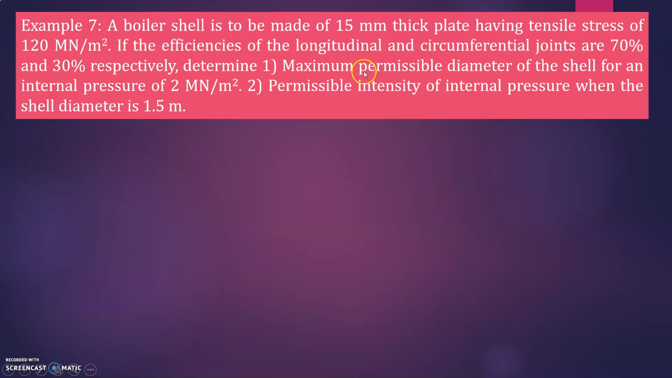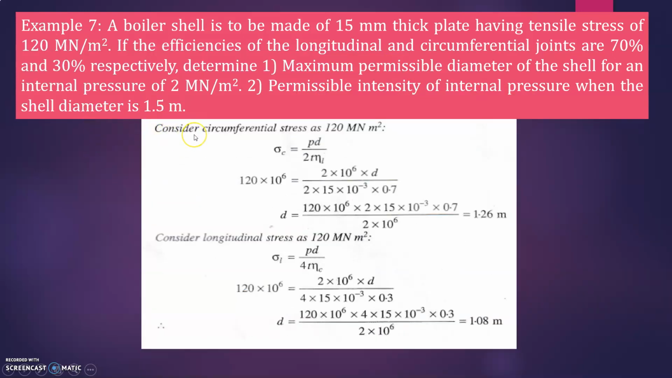Here, what do you have to calculate? In the first case, you have to calculate the maximum permissible diameter, where the pressure is given as 2 MN/m². In the second case, you have to calculate the pressure, and the diameter is given. How can you do it? Take the circumferential stress first. The tensile stress given is 120. There are two types of tensile stresses, circumferential and longitudinal, so first we'll consider circumferential stress.